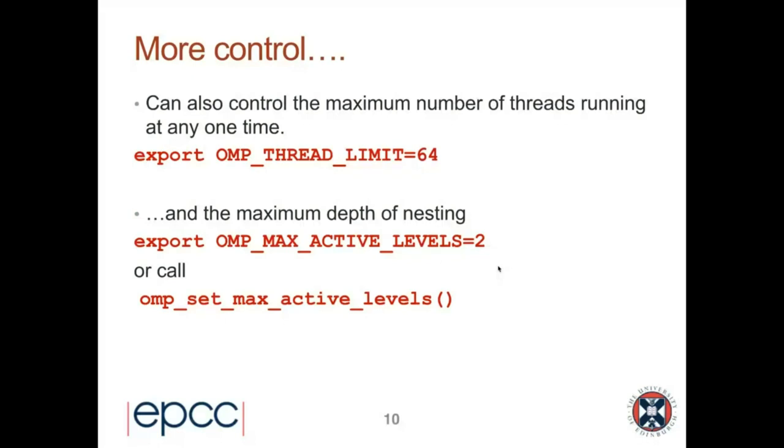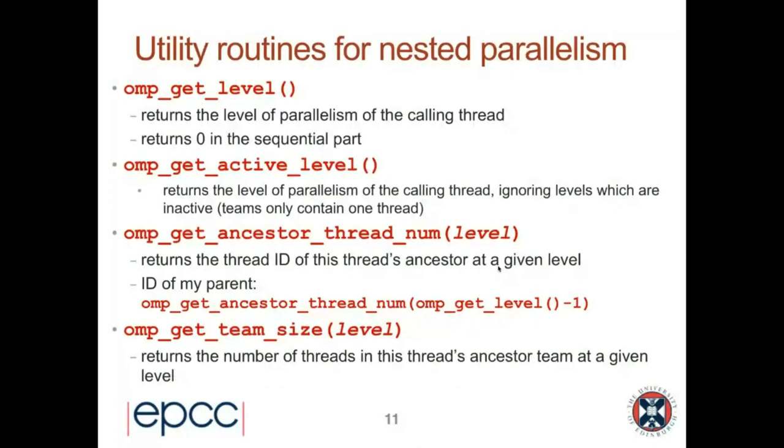And so you can also control the maximum depth of nesting. So you can say OMP max active levels equals 2, which says that there will only ever be 2 levels of thread creation. And then there are also a bunch of utility routines in order to be able to figure out the thread IDs and number of threads executing at every level of this tree of threads.